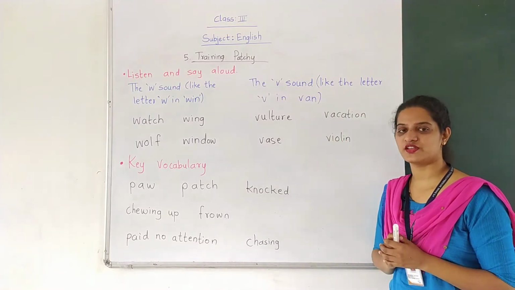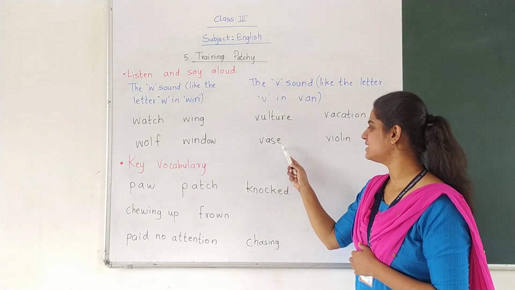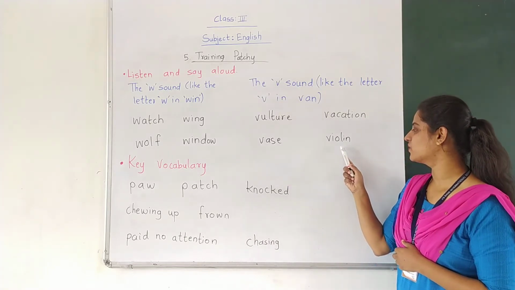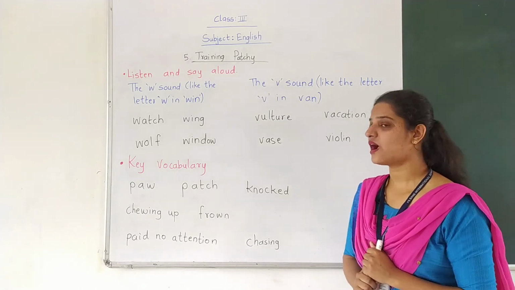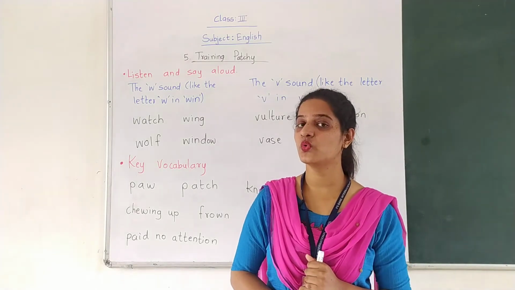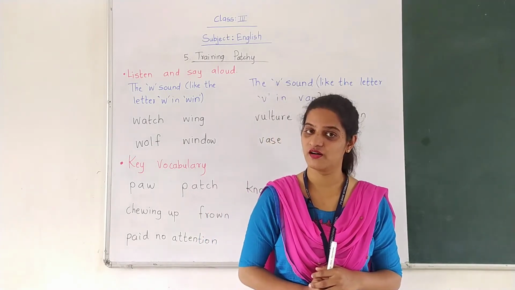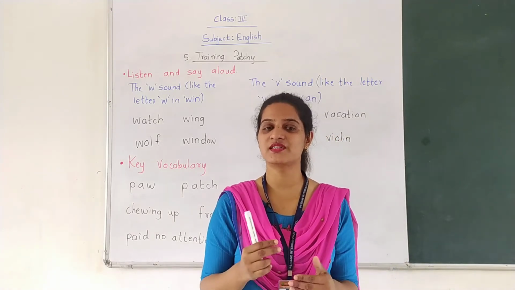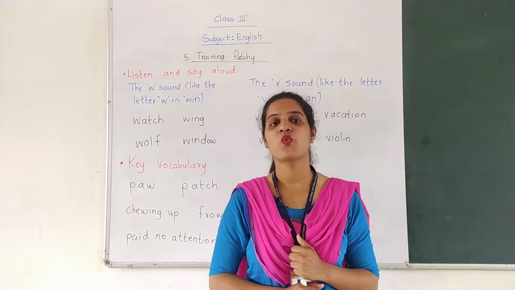V-A-C-A-T-I-O-N, vacation. Next, V-A-S-E, vase. Next, V-I-O-L-I-N, violin. Okay. Now, what is the sound of W? W. And what is the sound of V? V. Okay. Now, whenever we read the words with W sound, we pronounce it as W.